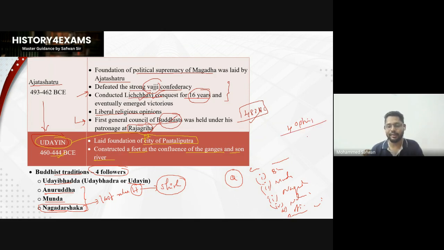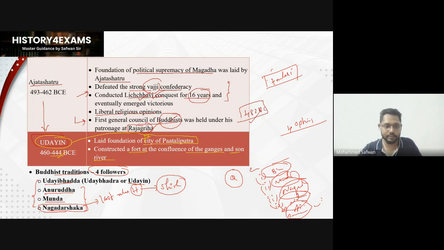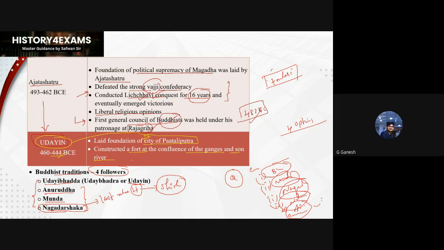So you have to understand that if you are learning about a particular dynasty having more than 4 rulers, you have to learn the chronology of that ruling dynasty, because there's a good chance of such questions being asked from this area. So here your answer will be first Bimbisara, then Ajashatru, then Udayin, then Munda, then Nagadarshaka. For that, you have to learn this also. That's my point. Hope the pattern of question is clear.